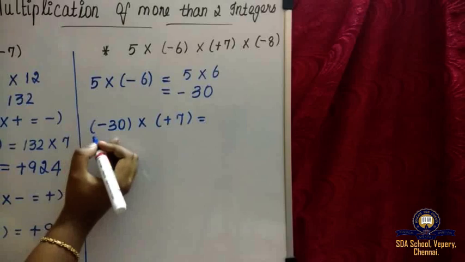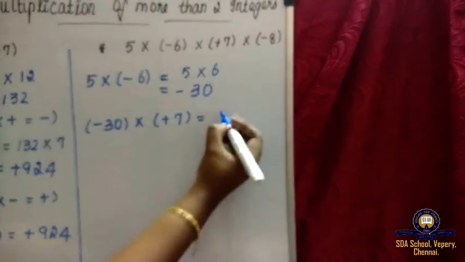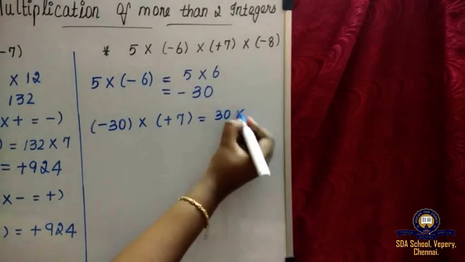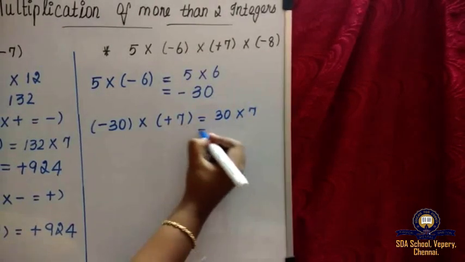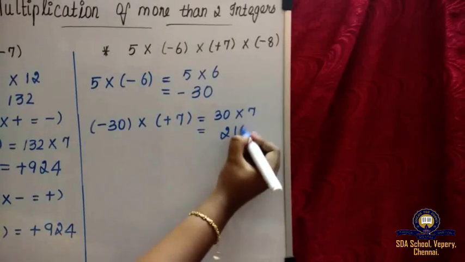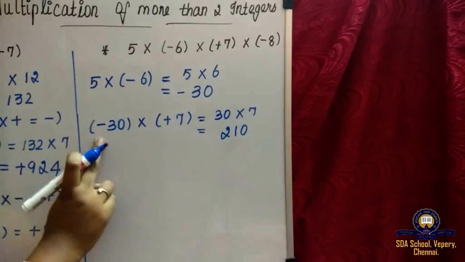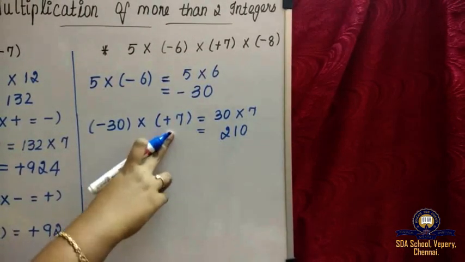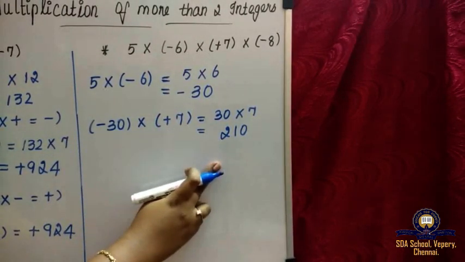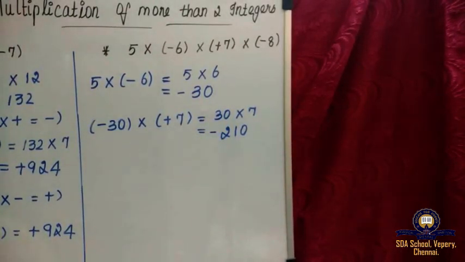The absolute value of 30 is 30 and the absolute value of 7 is 7. So 30 into 7. What will we get? 210. Both the integers have different signs, minus 30 and plus 7. So the product will give a negative integer. So it is minus 210.